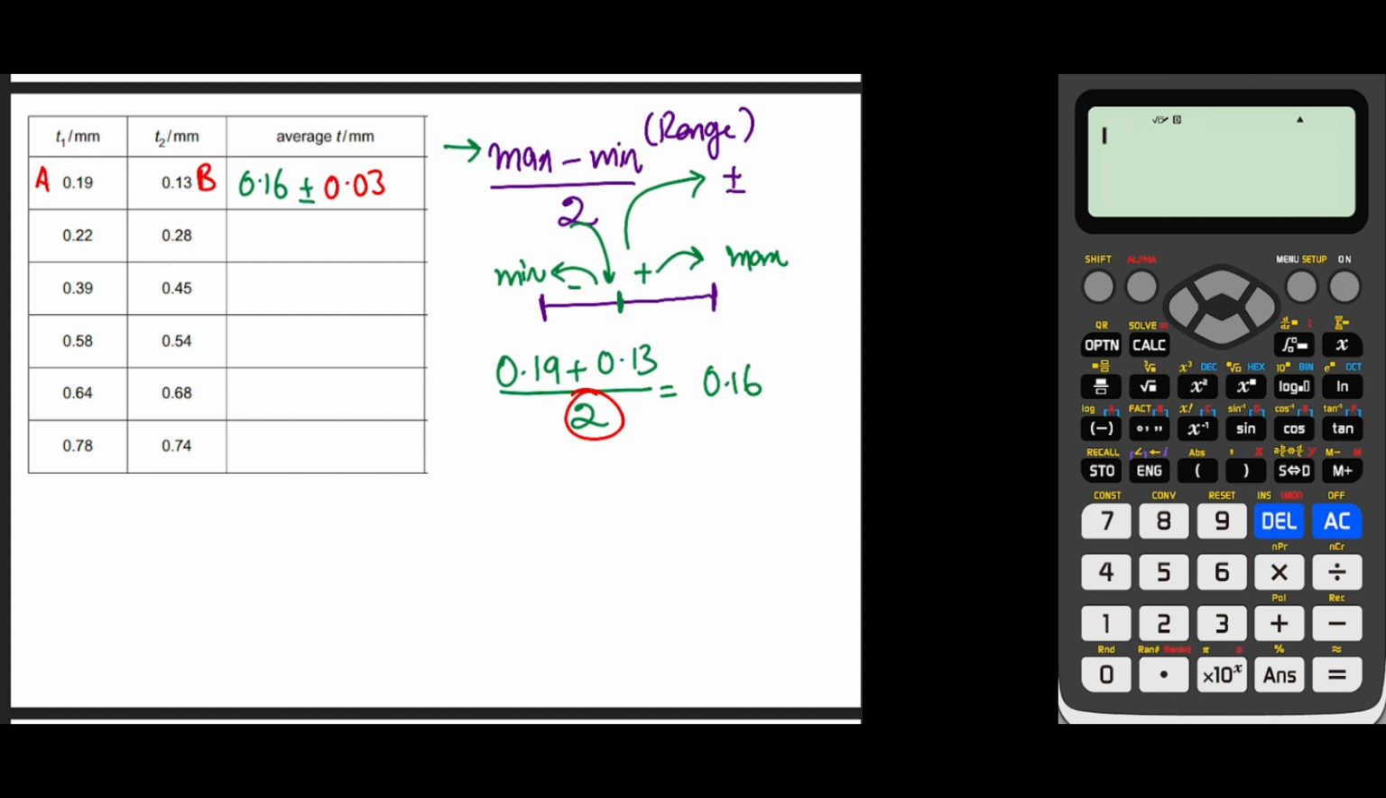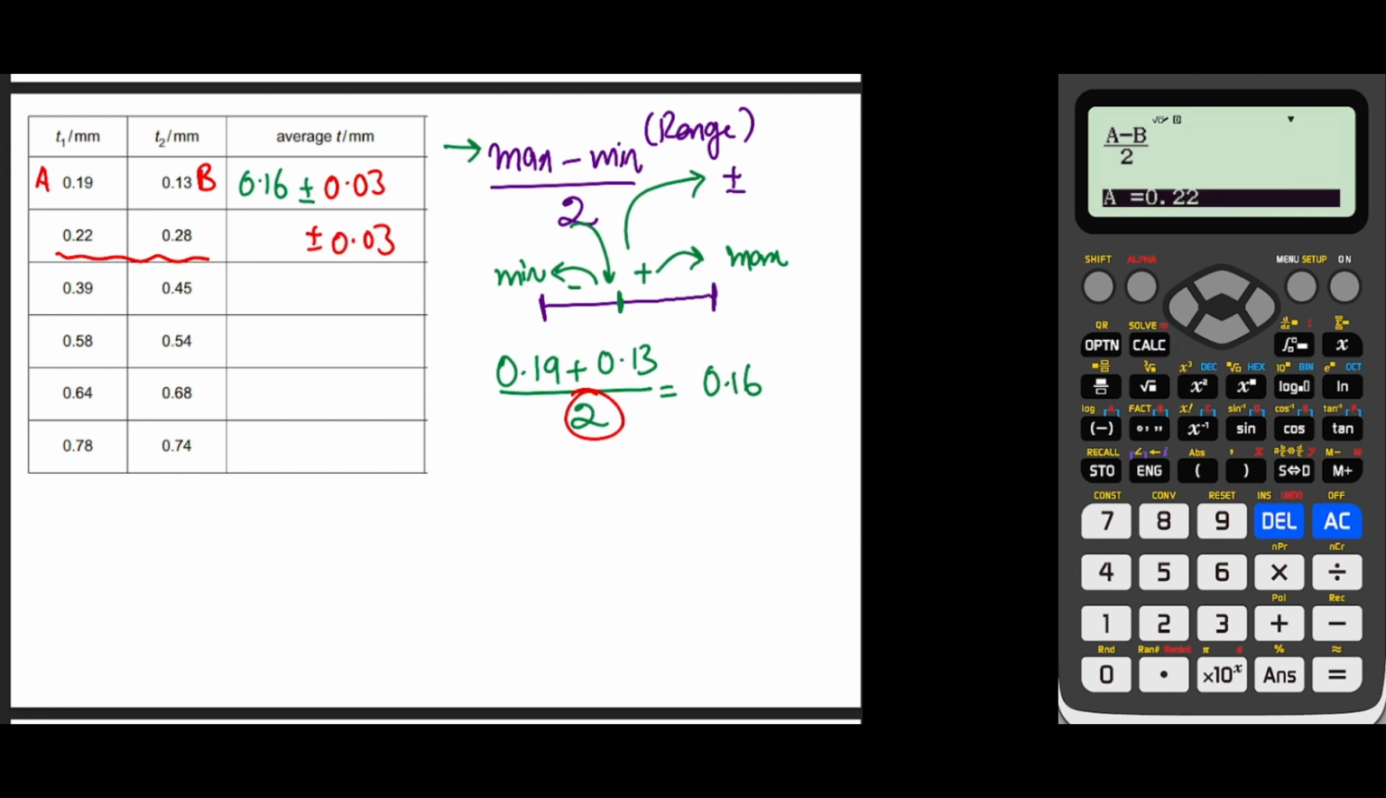Okay. So let's try this for 0.22 and 0.28. So alpha A minus alpha B divided by 2. Press the calc button. It's going to ask you about the value of A. So 0.22 is my answer. Then it asks you about the value of B. 0.28 is my value. And then I press equals again. It gives me the answer of 0.03 again. So this is plus minus 0.03.